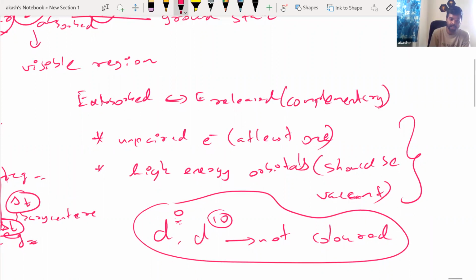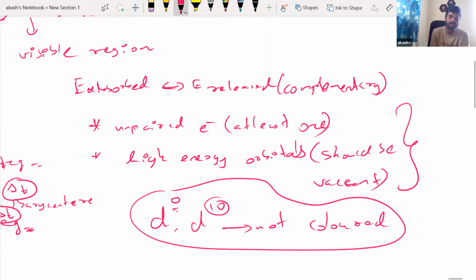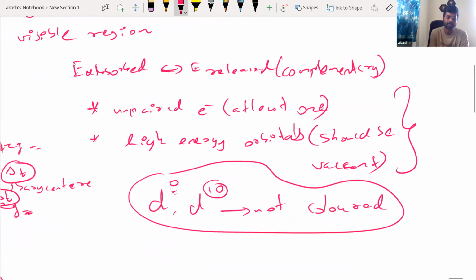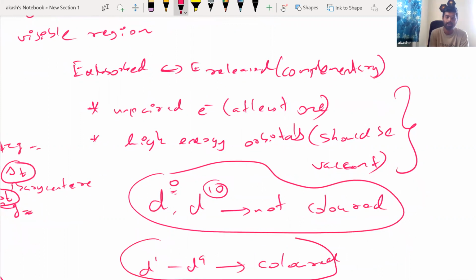But any other configuration, say from D1 to D9, the compound will be colored. This is what we understand from the overall analysis. D0 and D10 configurations will not be colored, but again, what we saw as the reasons are only one of the reasons. If you go to little higher levels of chemistry, you will understand that in very rare cases, D0 and D10 can also be colored, but the reasons are very different.